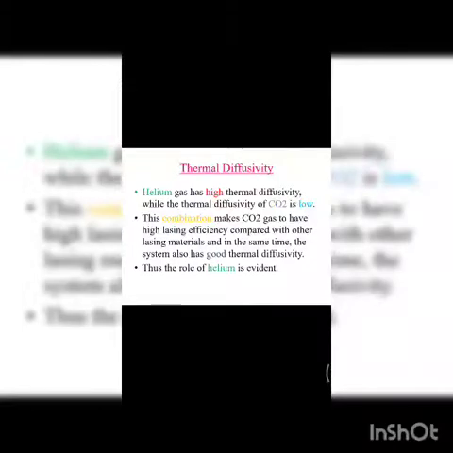Thermal diffusivity. Helium has a high thermal diffusivity, while the thermal diffusivity of CO2 is low, hence helium is used. This combination gives the CO2 gas high lasing efficiency compared with other lasing materials, and at the same time, the system also has good thermal diffusivity. Thus, the role of helium is evident.